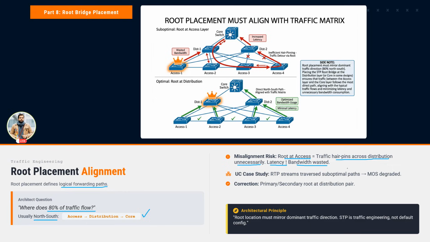Has this caused problems in real networks? Oh yeah, I've seen unified communications environments where RTP streams traversed suboptimal paths because of access root misplacement. Mean opinion score degraded, users complained about voice quality. The fix? Primary and secondary root at the distribution pair. Traffic aligned with hierarchy. STP is actually traffic engineering, not just default config.